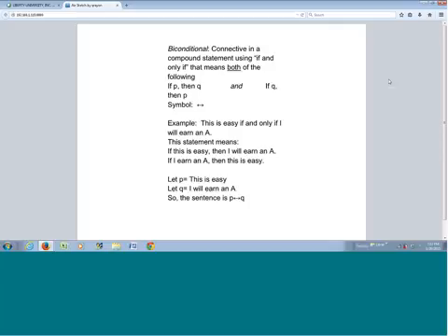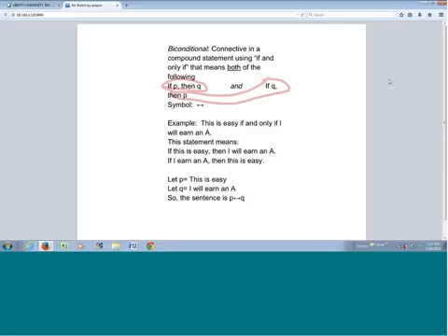It's a biconditional, and this is a connective in a compound statement using if and only if. That means both of these things. It means if P, then Q, but it also means if Q, then P. Both of those things, and the symbol shows the arrow going both directions, meaning that it's both statements: if P, then Q, but it also means if Q, then P.